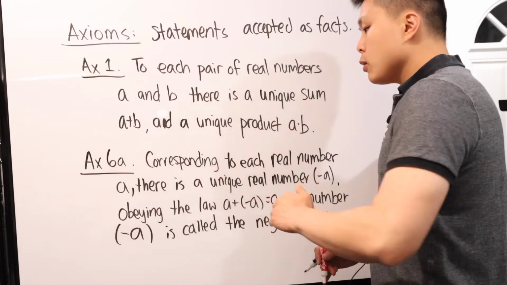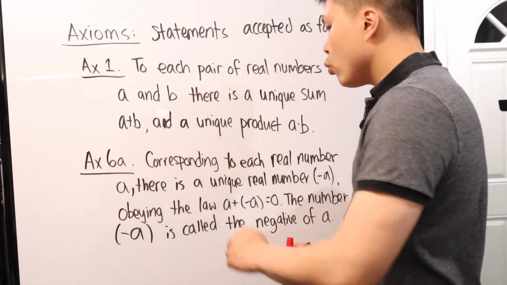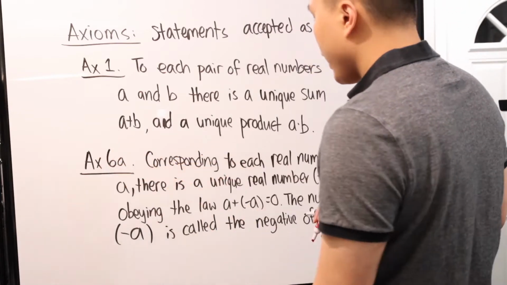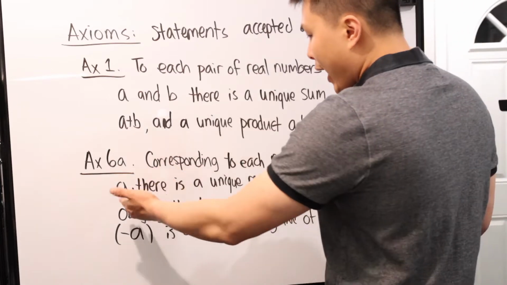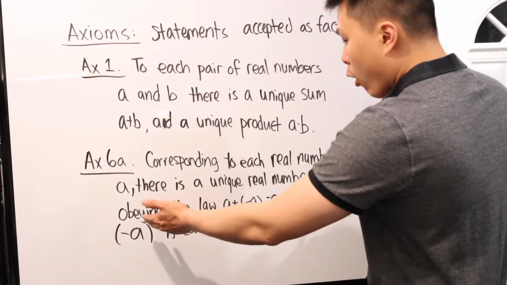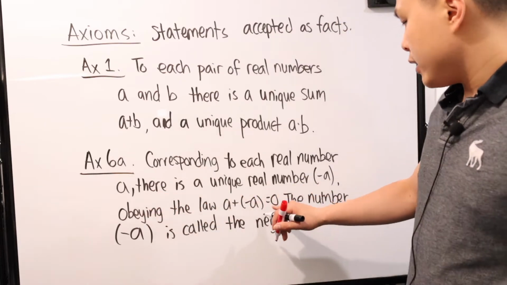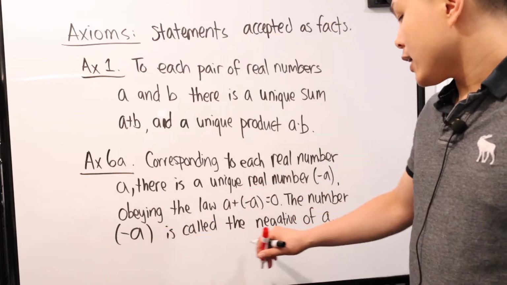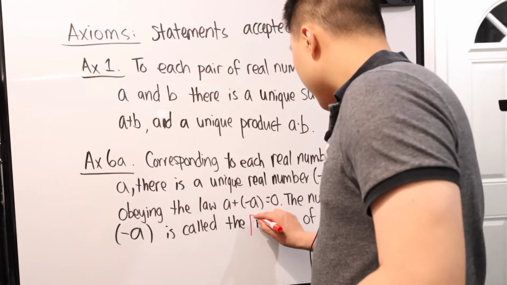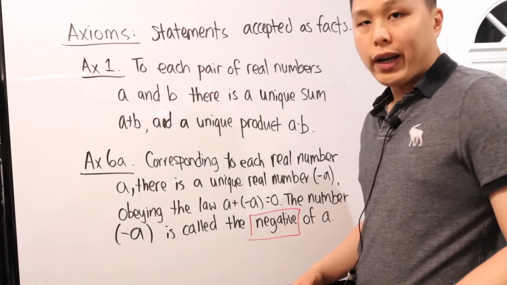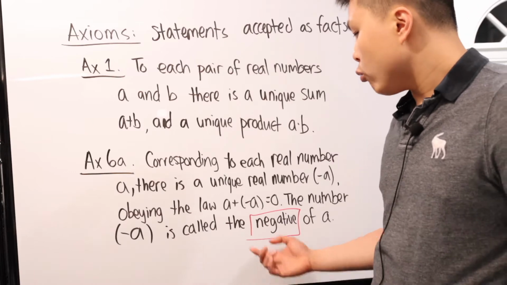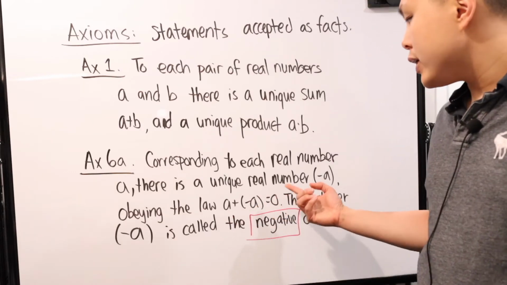The second one is actually quite interesting because, guess what? This is the one that can be used as a definition as well. So axiom 6a is saying that corresponding to each real number a, there is a unique real number minus a, or in this notation, negative a, obeying the law that a plus negative a equals 0. And the number negative a is actually called the negative. So this itself is the introduction of negative numbers, and it defines what negative numbers are. A negative number basically has that minus sign in front of it such that when you add it with its corresponding number, the end result is 0.